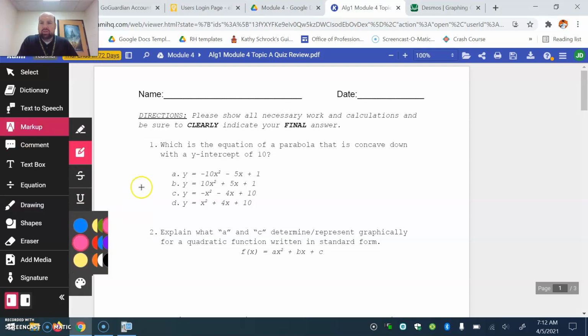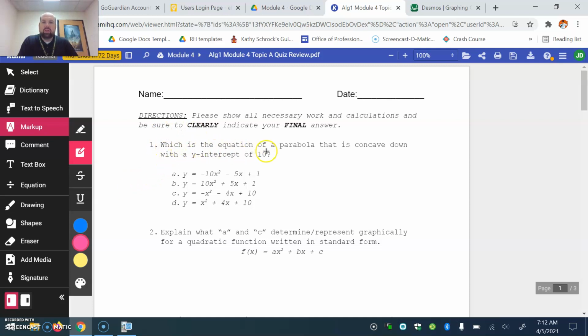So the first thing that you see is question 1, the directions, just like usual. Make sure you clearly indicate your final answer. Some of you have had a hard time doing that, so that's very important, because if it's hard to figure out your answer, you could lose points when you shouldn't.